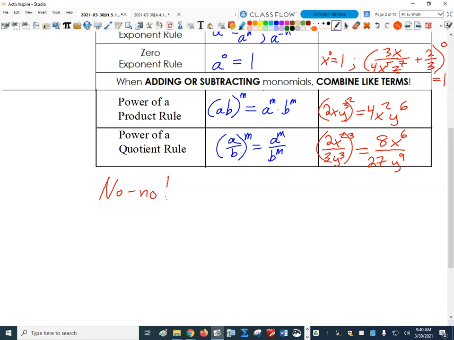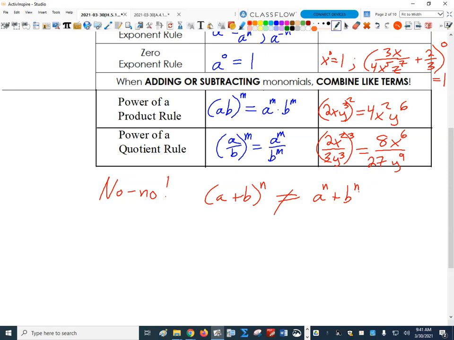And this is a big no-no. A plus b to the n is not equal to a to the n plus b to the n. Okay? But you see why that is? What am I taking to the n? I'm taking the binomial a plus b to the n, right?